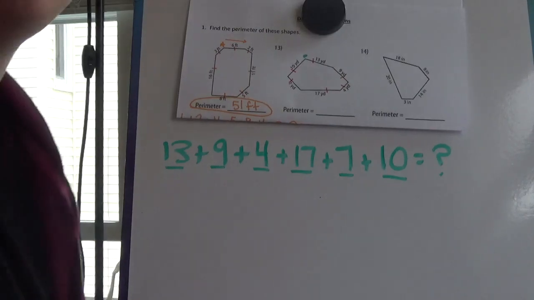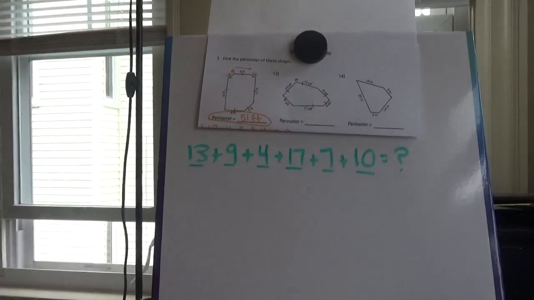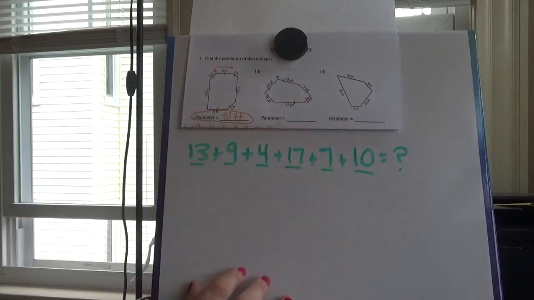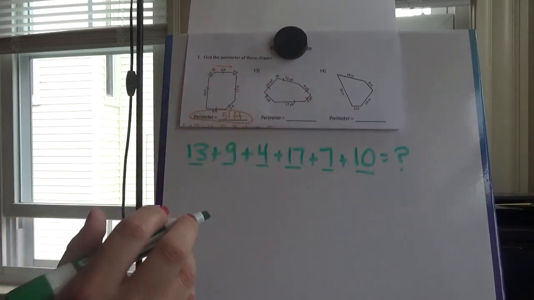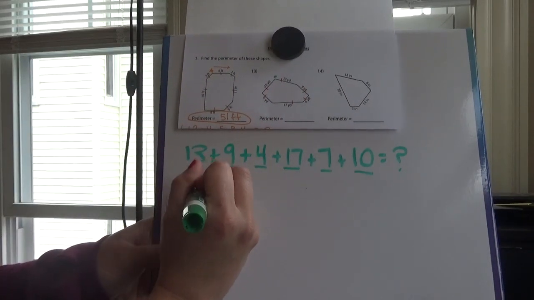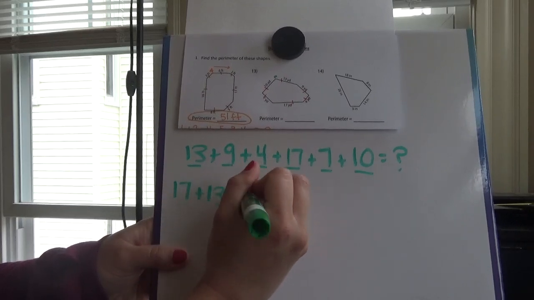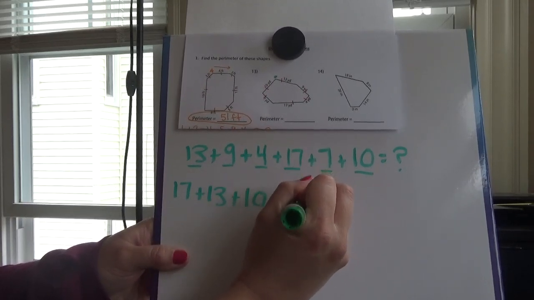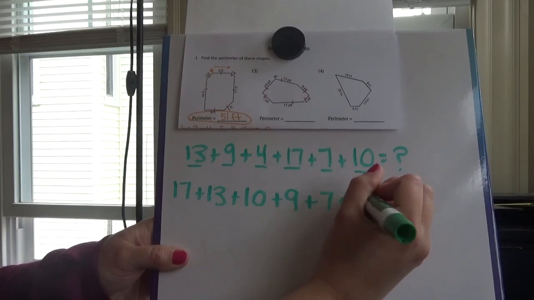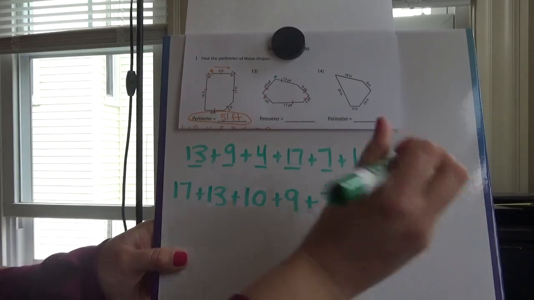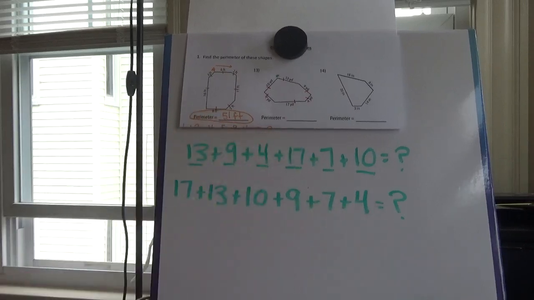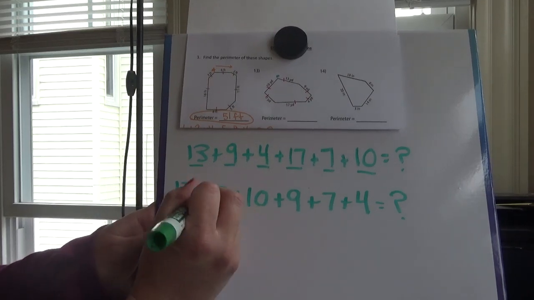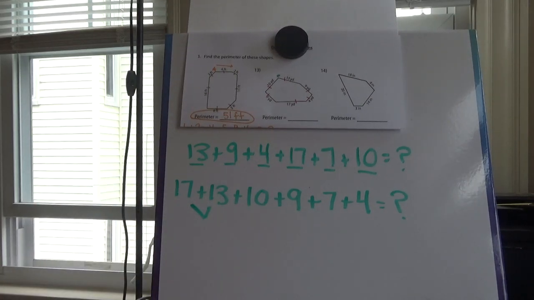Awesome. Now, like we've done before, I'm going to rearrange my number sentence so that my biggest numbers come first. So 17 plus 13 plus 10 plus 9 plus 7 plus 4. Awesome. And I still have my 6 sides. So now I'm going to see if I add any of these numbers together, it'll give me a friendly 10. Well, the very first 2 numbers, if I add them together, will give me a friendly 10. That means a number that ends in 0.